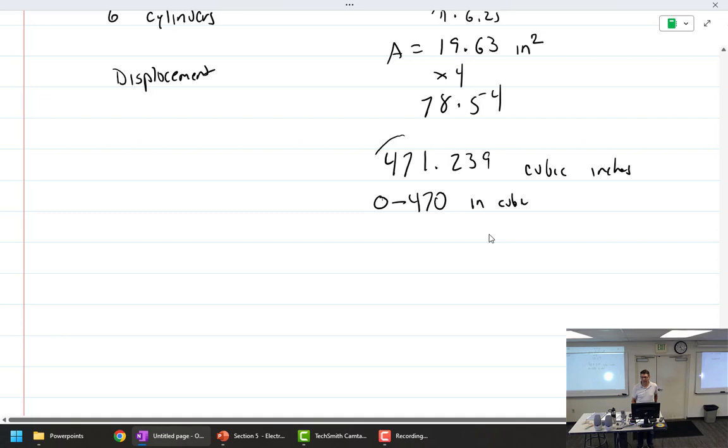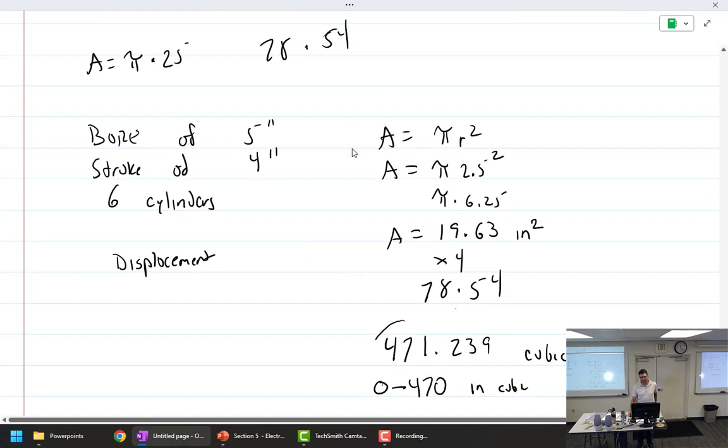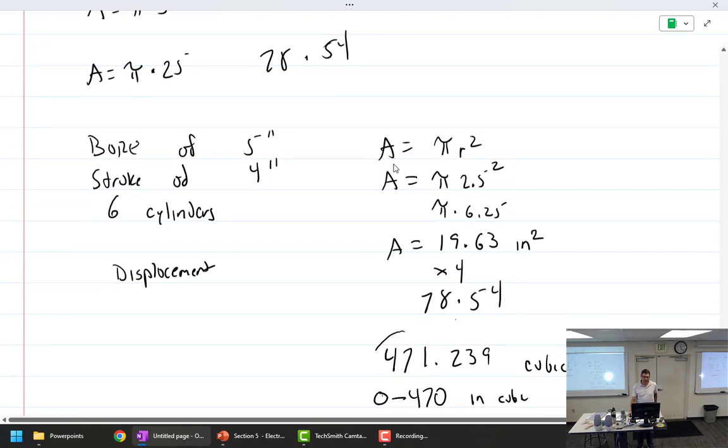And we're trying to find the displacement of all six cylinders, right? That's why I multiplied this times 6. Let's try to finish the work. I don't believe that's going to come up in this class, but it's definitely the volume. I don't think I asked you the volume yet, but as long as we can get that, we're doing good.